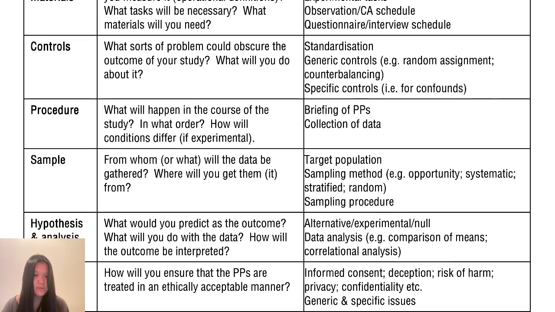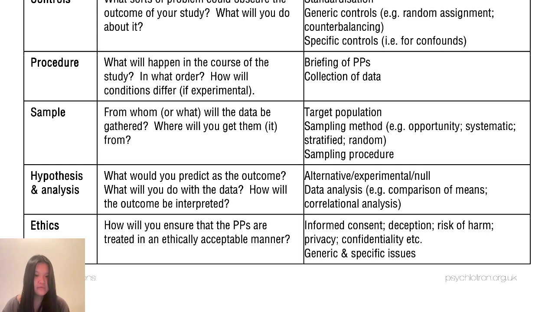So procedure will be what will happen in the course of the study. I think you are quite familiar with all of these, because we have to go through them for each study that we learn anyway. Procedure covers what will happen in the course of the study, in what order, and how conditions will differ if experimental. What you have to specify is the briefing and the collection of data.